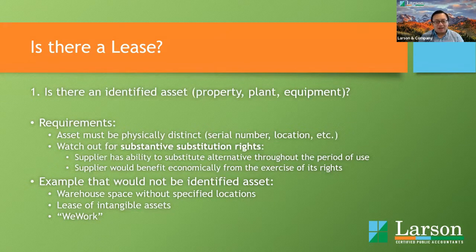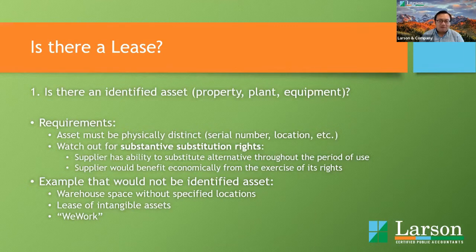Now, a lot of those clauses mention that you have the right to use it in case something occurs, but it also provides the lessor the right to substitute an alternative location for those warm sites. If the lessor has those substantive substitution rights, at their discretion, then a lease is mostly not present, and instead it will be more of a service contract. The second thing is if the supplier, which is the lessor, would benefit economically from the exercise of its rights. Meaning that if they can substitute those rights for a cheaper location, for example, and it's not specifically identified, that would also qualify as a reason to not be a lease.